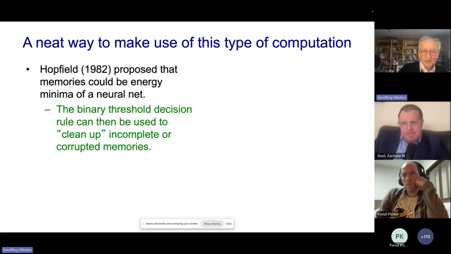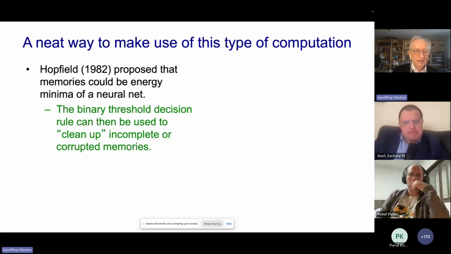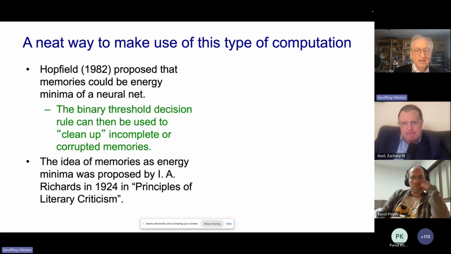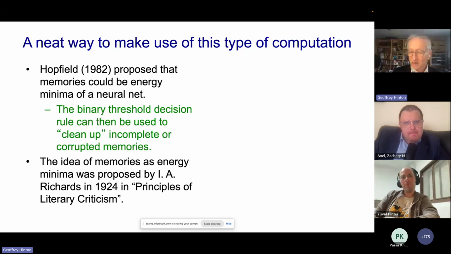And then what can happen is if you take a memory and you corrupt it, or you leave out part of it, you say some of the neurons, I don't know what their states are, they're kind of neutral, or I just take a memory and flip the states of some units, it can correct the corruptions, or it can fill out incomplete memories. Now, that idea of memories as energy minima was proposed a long time ago by I.A. Richards in a book on literary criticism. Hopfield didn't know about that. So there's no reason why Hopfield should have referred to that book. But Schmidhuber, of course, would have said he was a crook because he didn't.